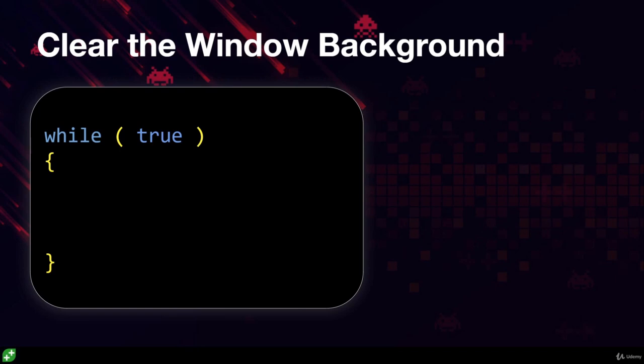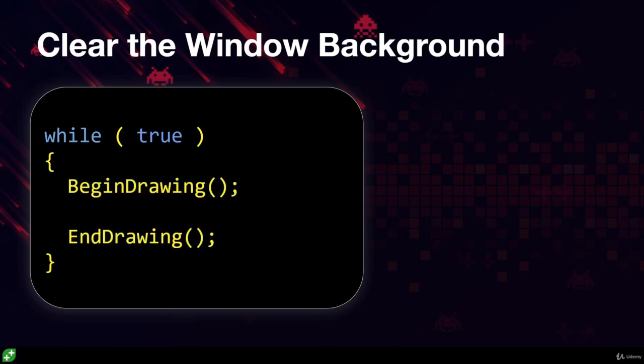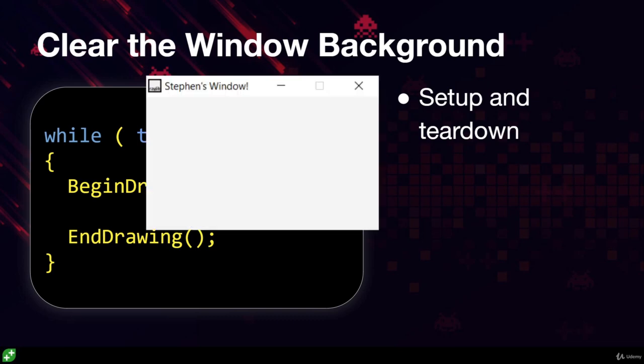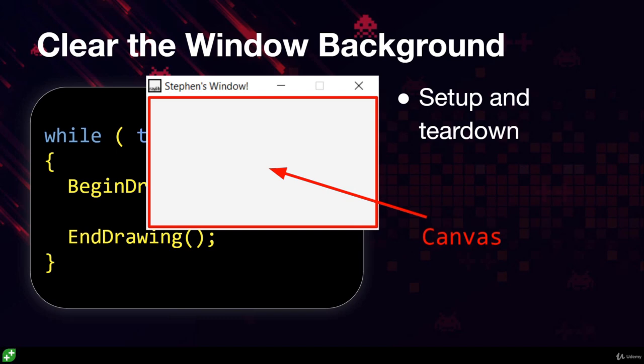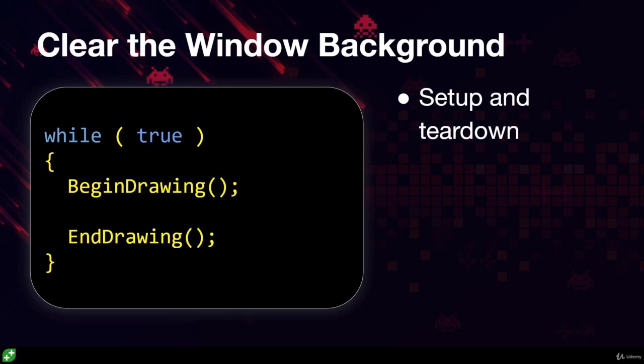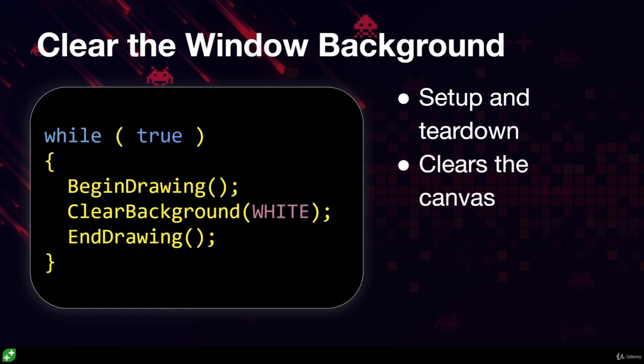Now here's our while loop that's keeping our window open. Raylib contains two important functions that we'll need to call in here. They're begin drawing and end drawing. These functions aid in the setup and teardown of the canvas, which is what Raylib calls the area in the window where things like text and shapes get drawn. Here's the window and here's the canvas area. Begin drawing and end drawing do the heavy lifting behind the scenes to get the window drawn to the screen properly. We'll also be making a function call to clear background, which clears the canvas.